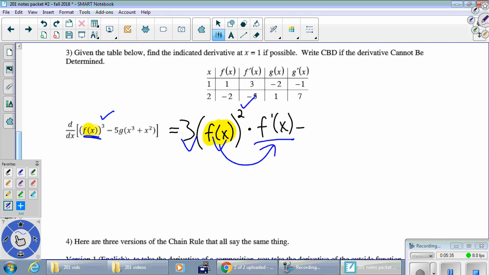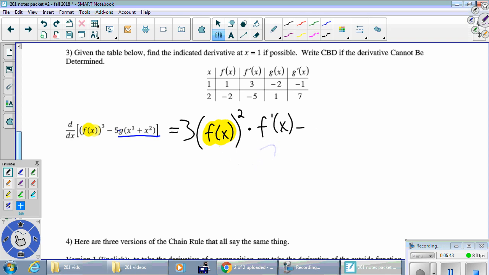It's just symbols. Minus. Okay, next thing I see is a 5 times something complicated. Okay, I'm happy with that because I know constant multiples get copied down when I do a derivative. So now we're ready to look at that g of x to the third plus x squared. So I'm going to highlight this stuff inside the parentheses. So the form of this derivative is g of some stuff.